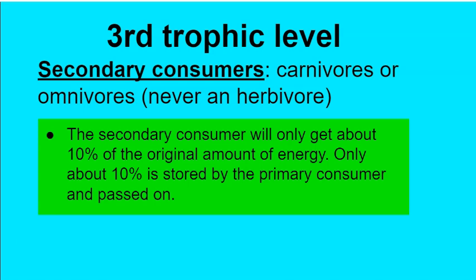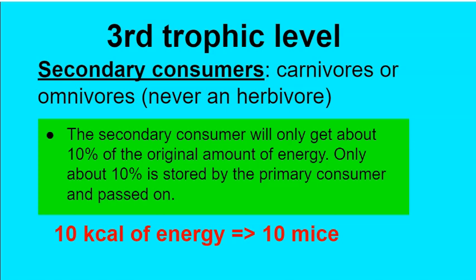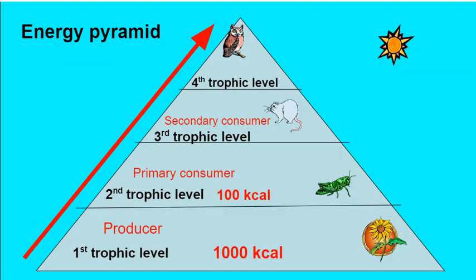The secondary consumer will only get about 10% of the original amount of energy. Only about 10% is stored by the primary consumer and passed on. So now we're talking about even less energy at this level. We're down to 10 kilocalories of energy that supports about 10 mice. Okay, so 10 kcals right there.